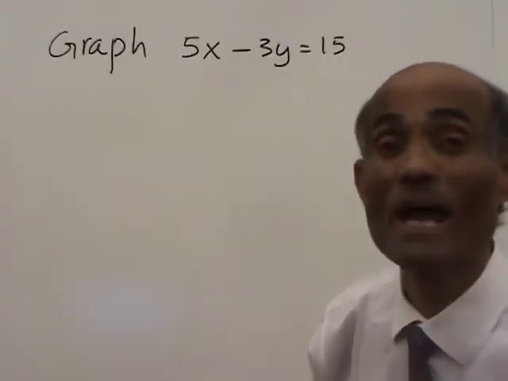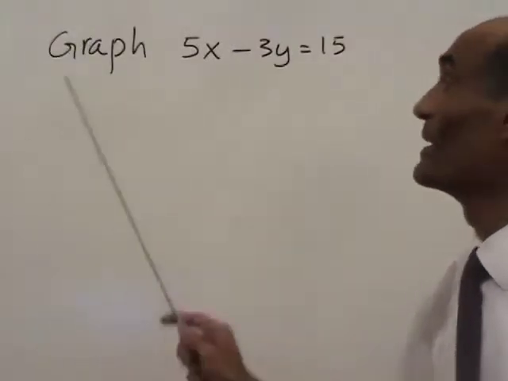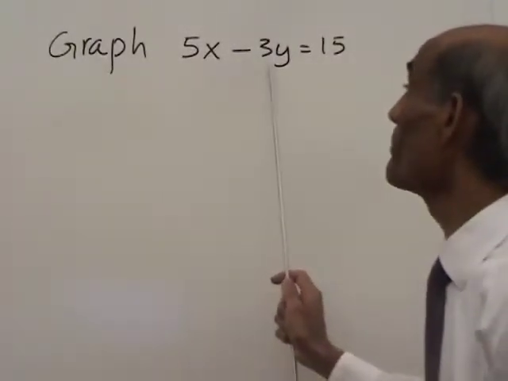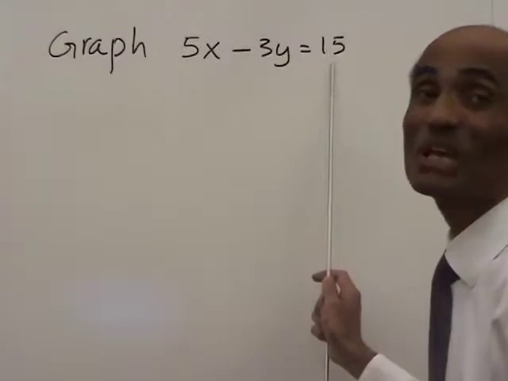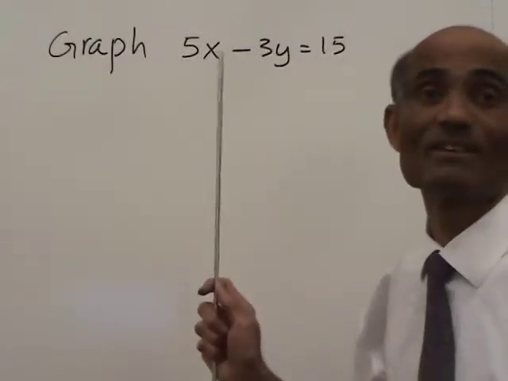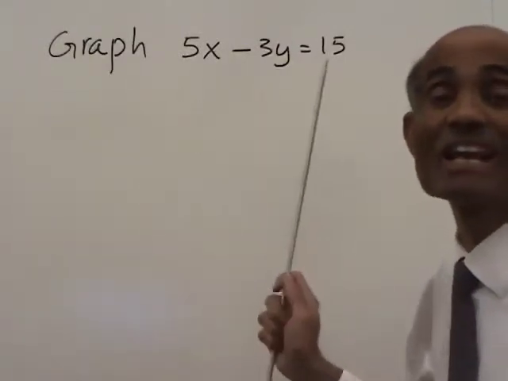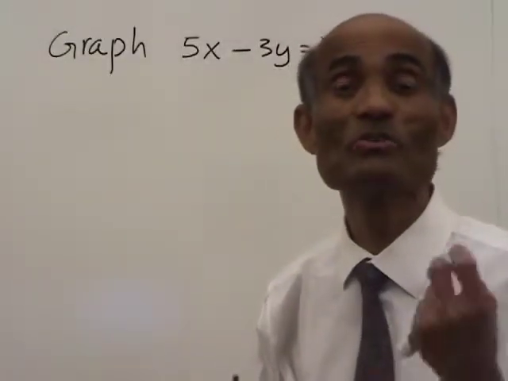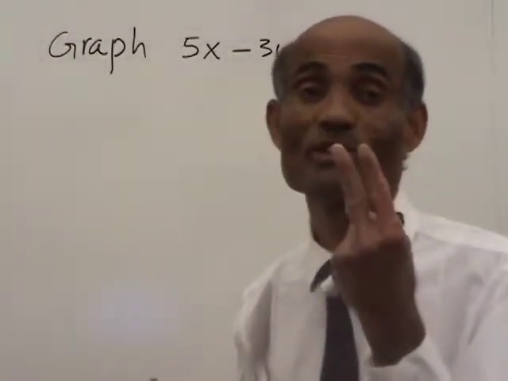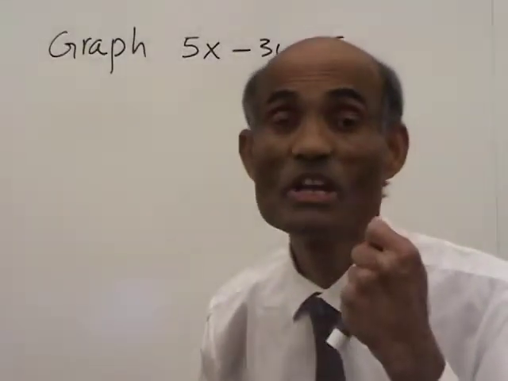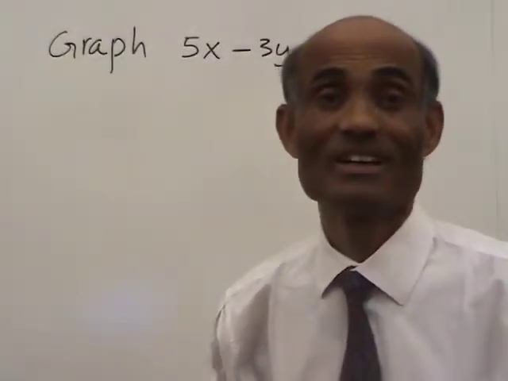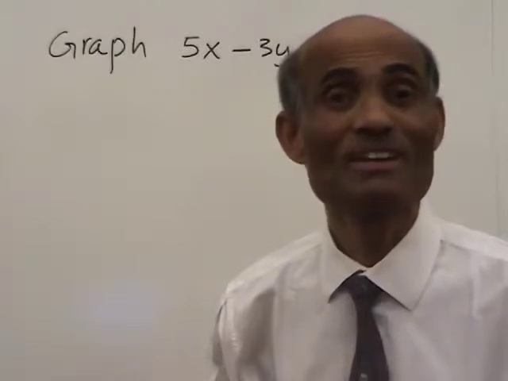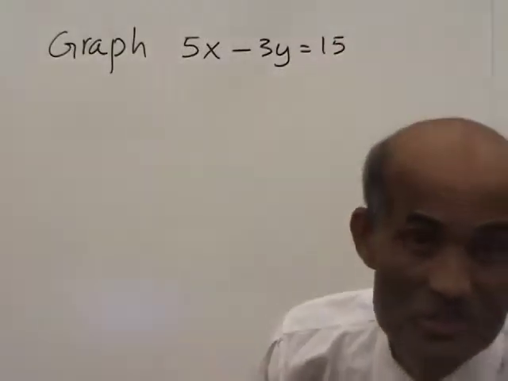We will now do a graphing problem. Graph 5x minus 3y equal to 15. Now this is a linear equation. To graph a linear equation, you need only 2 points. What are the 2 convenient points we can take? The x-intercept and the y-intercept.